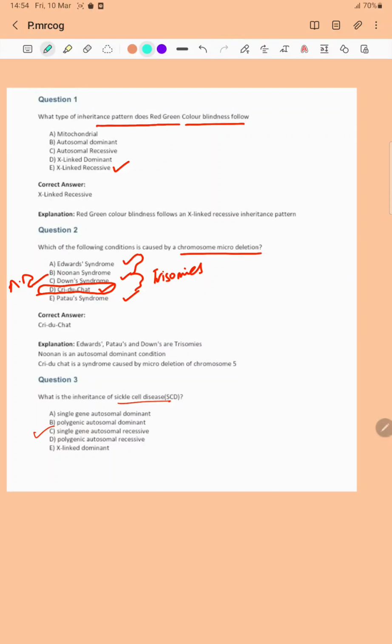And today we are going to continue our SBAs, and these SBAs belong to the genetics chapter. This video is a continuation of a series of Gold 5000 SBAs before July 2023. So let's start with question number one.